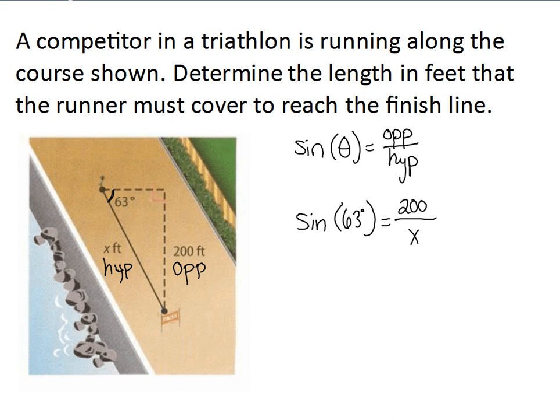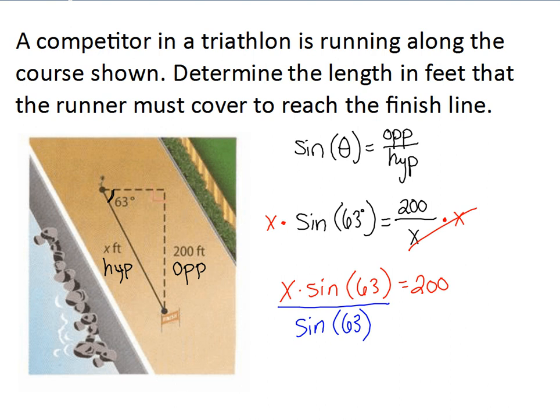Now we need to get the x by itself. Right now we have division, so I can multiply both sides by x. So now we have x times the sine of 63 is equal to 200. Now it's x times the sine of 63. To get the x by itself, we're going to divide both sides by the sine of 63. Once again, make sure your calculator is in degrees. And if we calculate this, 200 divided by the sine of 63 will give us 224.5 feet.